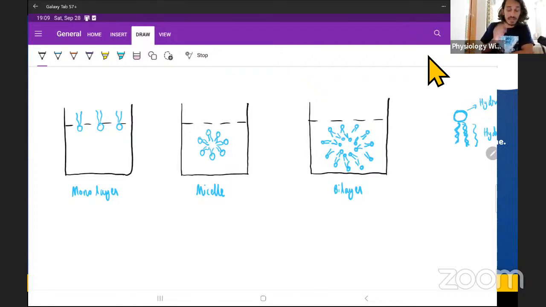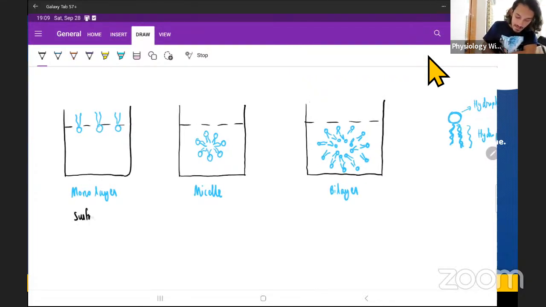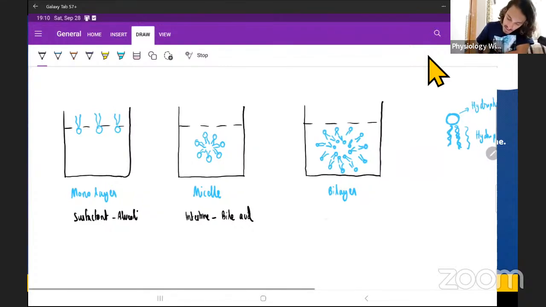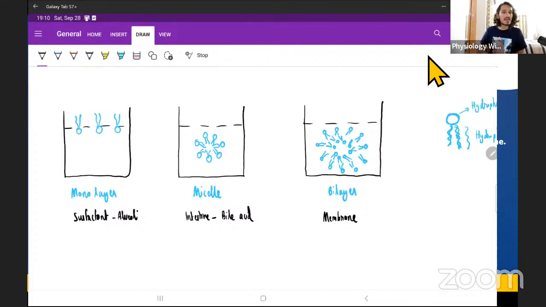This monolayer, for example, is present in your surfactant layer in the alveoli. If you look at the micelle, it is in your GIT, in the intestine, with regard to bile acids and how they help in digestion. This bilayer is a classical example of how your cell membrane exists. So all of these forms, based on the concentration and the nature of the fluid, how it is shaped, based on all of these criteria, will be present in your body.